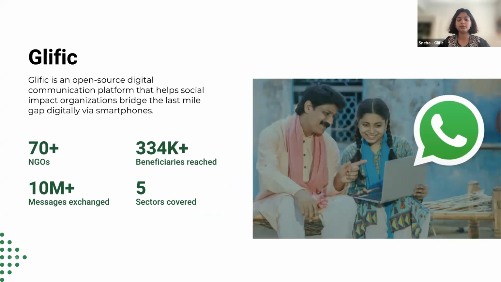Glyphic is an open source digital communication platform that helps NGOs to create impact at scale by bridging the last mile gap through digital, through smartphone. So that's exactly what Glyphic does. We have more than 70 NGOs. To be precise, we have 74 NGOs that are using Glyphic as of now. Through those NGOs, we are in 5 different sectors. And through the platform, these NGOs have leveraged WhatsApp to exchange more than 10 million messages.